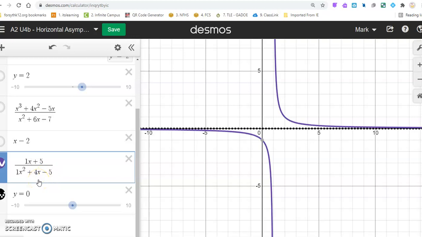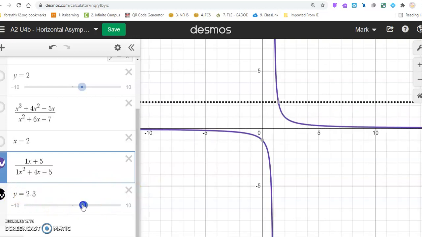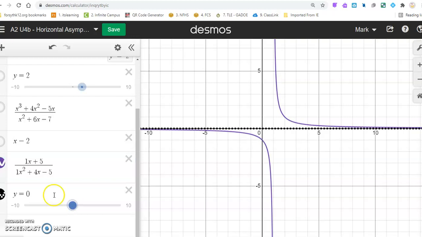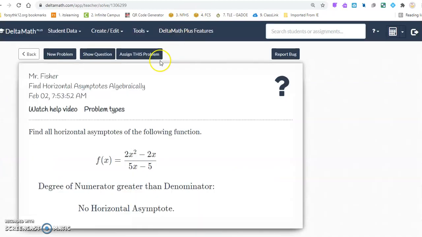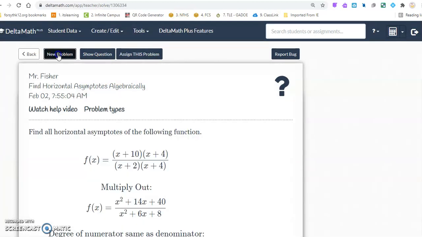I kind of think of bottom heavy, well, something that's bottom heavy is probably going to sink to the floor. And I'm calling y equals 0 the floor. So see that right there? I'm calling y equals 0 the floor. So when it's bottom heavy, it's y equals 0. Look at a couple of examples in Delta Math and we'll be done with it.